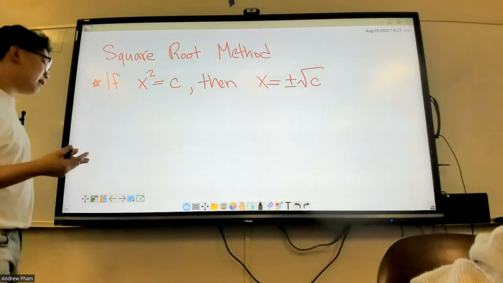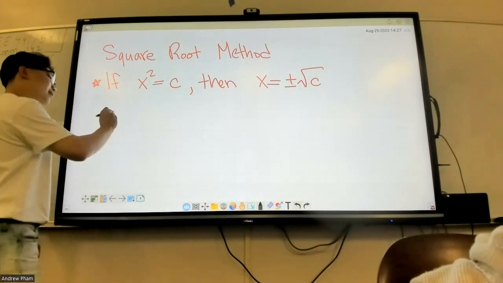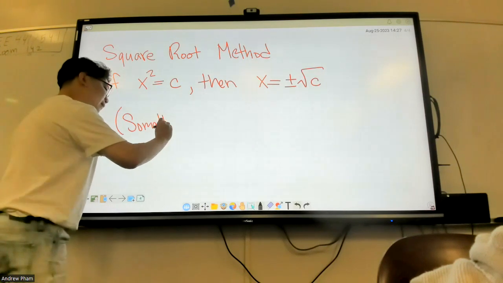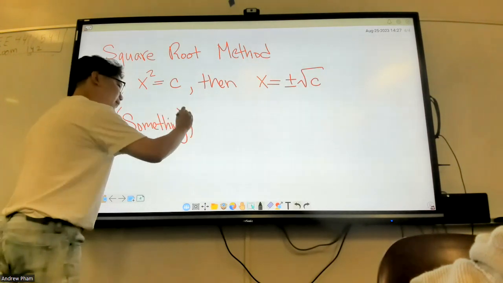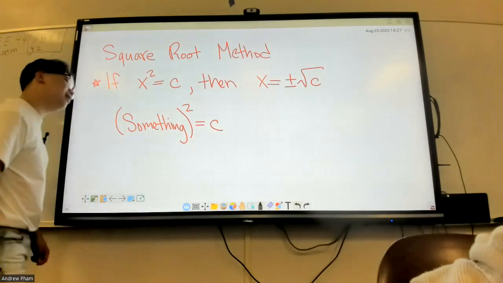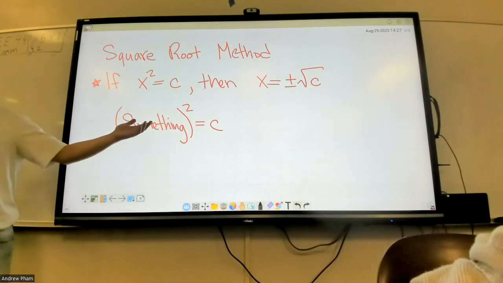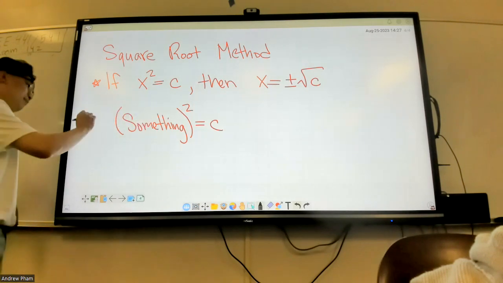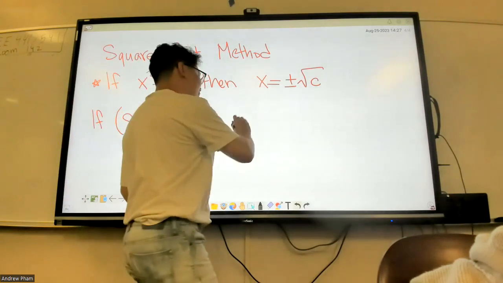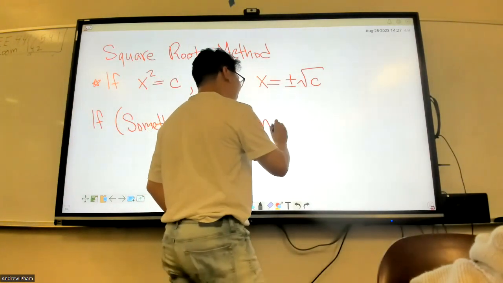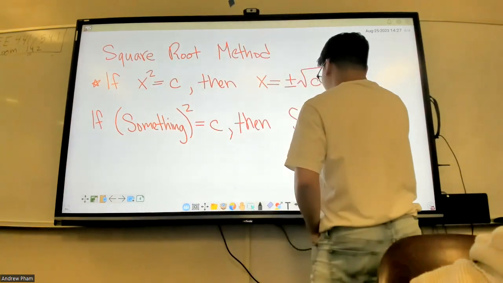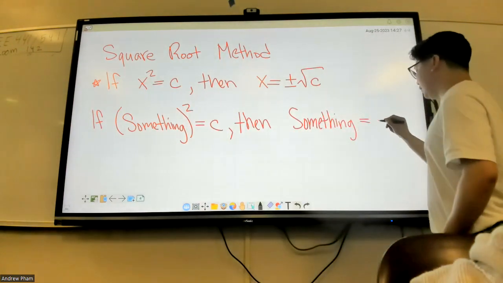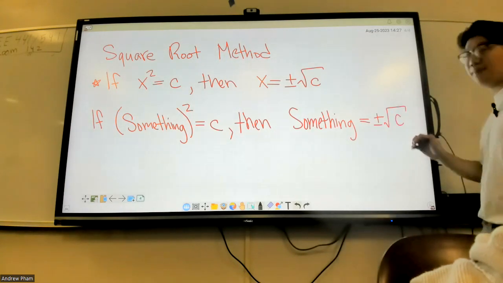In fact, I can actually expand this expression if I have something in here in parentheses. I don't know what's in these parentheses. It could be any expression. If this is true, then if I follow the same pattern, that same thing, whatever something it is, that's equal to plus or minus the square root of c.